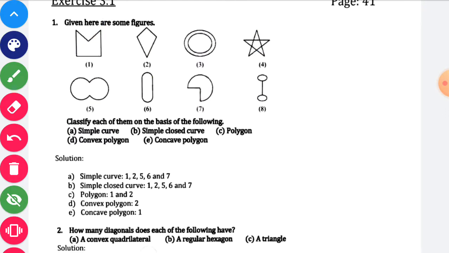Okay. Second one, simple closed curve. Simple, it should not be a complex. So remove this complex figures, remaining are simple closed curve. Okay. Third one, polygon, only made up of line segments. If you can see this kind of round shape, then it is not a polygon. So which are they? First and second.